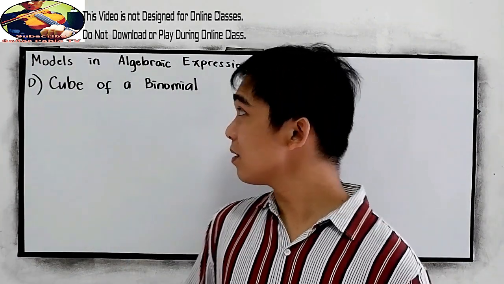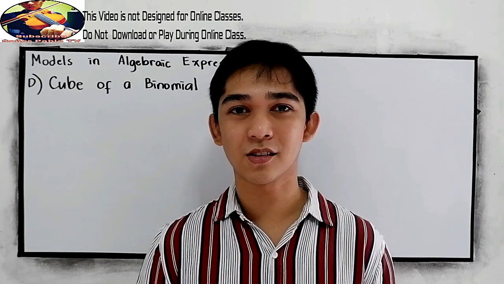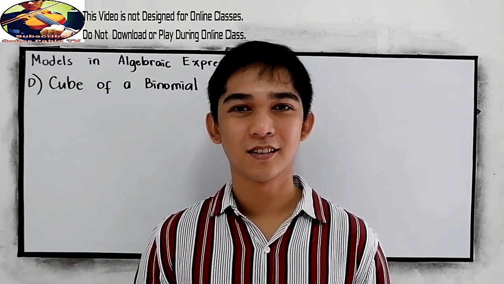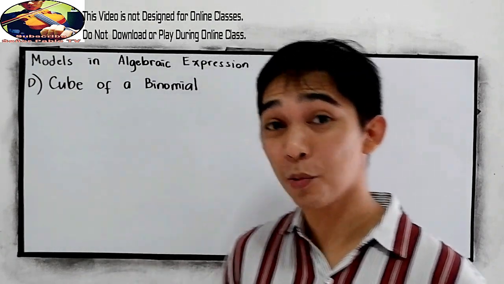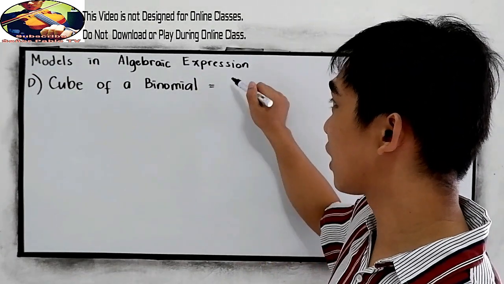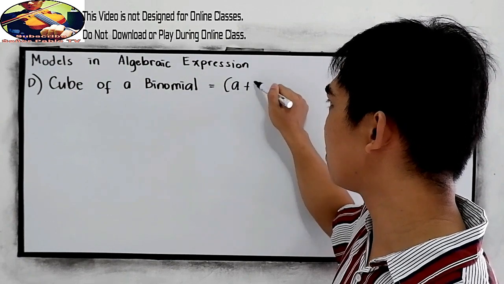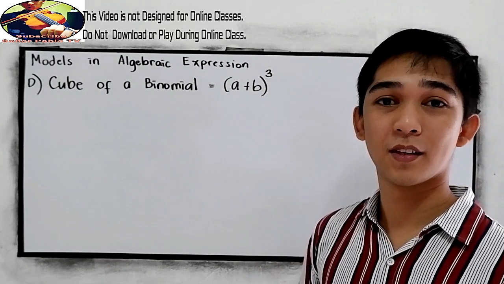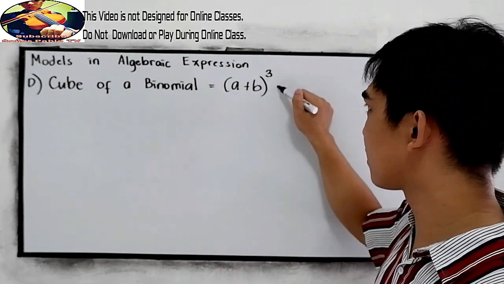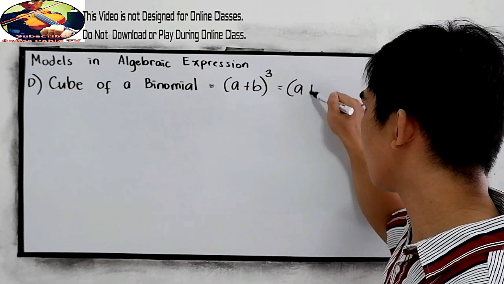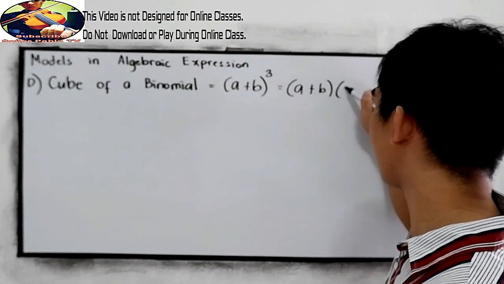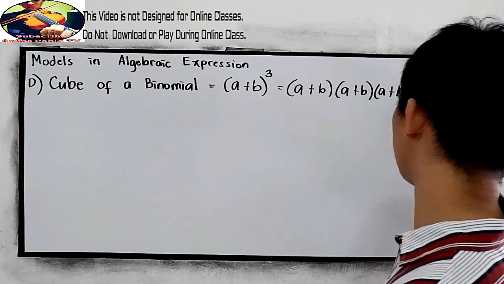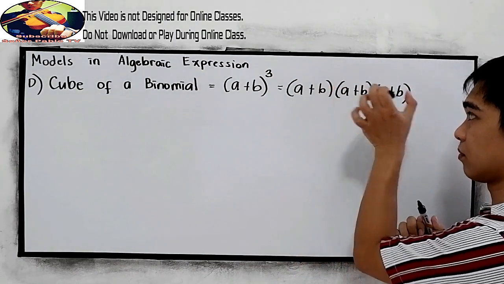We will continue the models in algebraic expressions. This time we have the cube of a binomial. So notice in our topic, cube of a binomial. So let's say we have a binomial, a plus b, then we're going to get the cube. If we are going to expand this, the equivalent of that is a plus b times a plus b times a plus b.